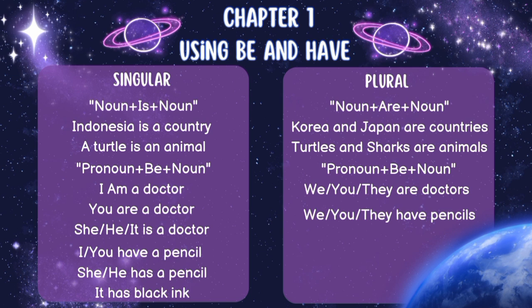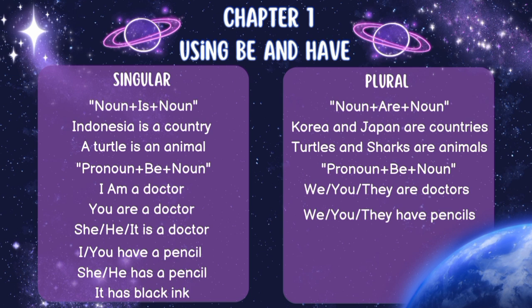For plural, we use noun plus are plus noun. Plural means two, three, or more. For example, Korea and Japan are countries. Turtles and sharks are animals. For singular, we use pronoun plus be plus noun. For example, I am a doctor. You are a doctor. She, he, it is a doctor. For plural, we use pronoun plus be plus noun. For example, we, you, they are doctors.